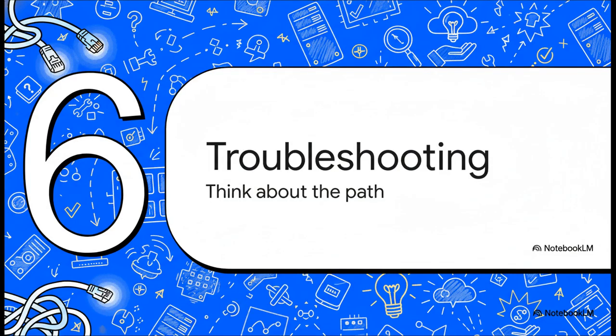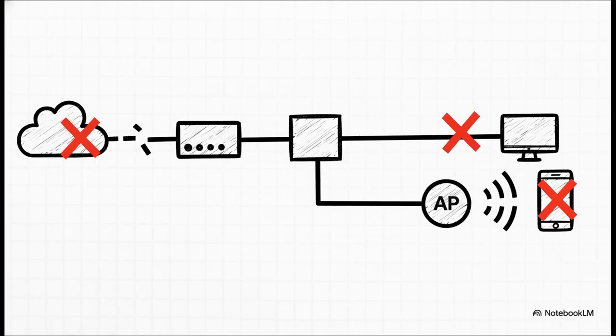Finally, Section 6, troubleshooting your network. Now, this knowledge isn't just theoretical. Understanding this data path is actually an incredible practical superpower. Whenever something breaks on a network, beginners usually panic. But you don't have to anymore. Just think about the path. If one part fails, the connection breaks.